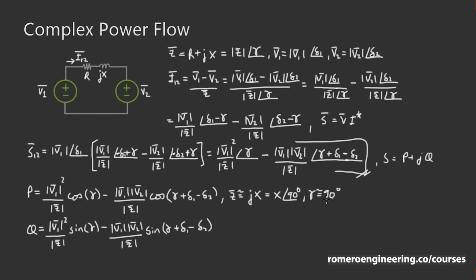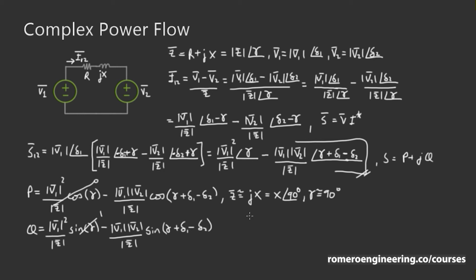And so if we make that assumption, we can simplify this a little bit, because we know that the cosine of 90 degrees is 0. So this term goes away. And we know that the sine of gamma, or rather the sine of 90 degrees, is 1. So this term right here equals 1.